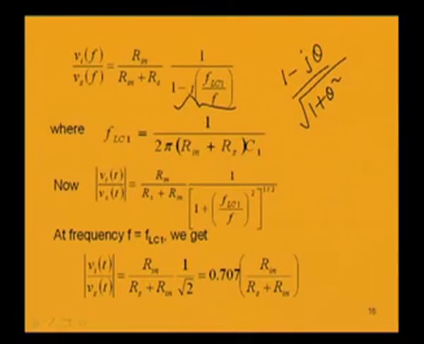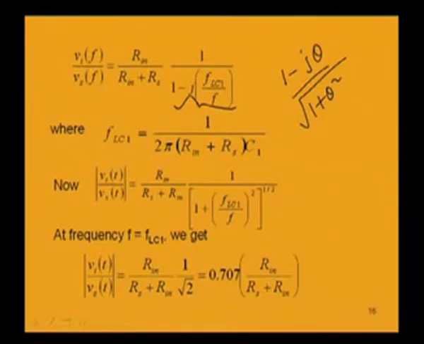So that is what is done: (1 plus (FLC1 by f) whole square) under root, means to the power half. Now this is the ratio between Vi and Vs. Now at frequency f equal to FLC1, the magnitude or amplitude of this ratio Vi by Vs becomes Rin by Rs plus Rin into 1 by, when these two are equal it will be 1.